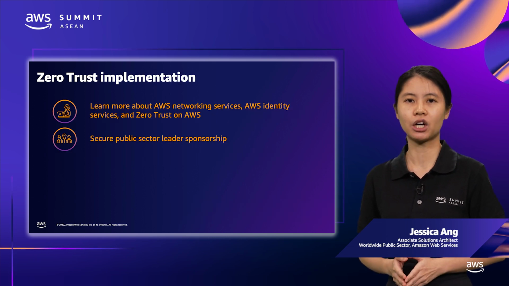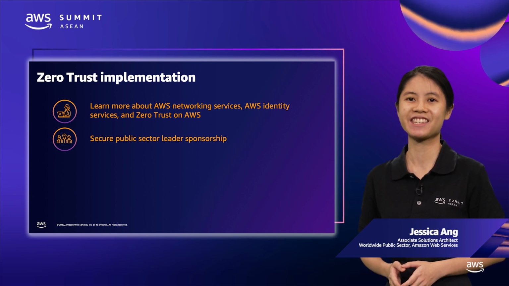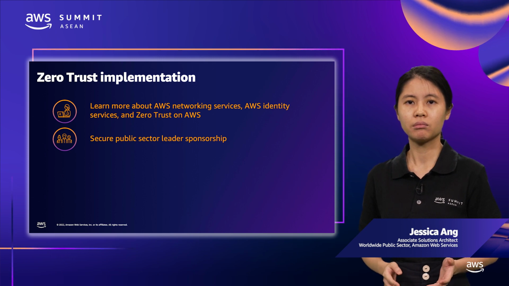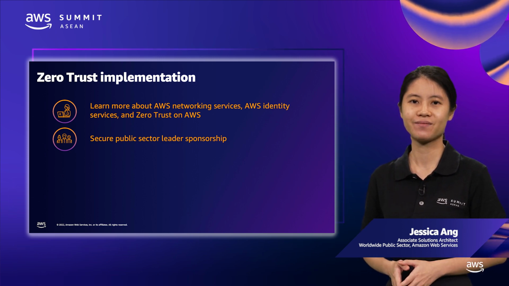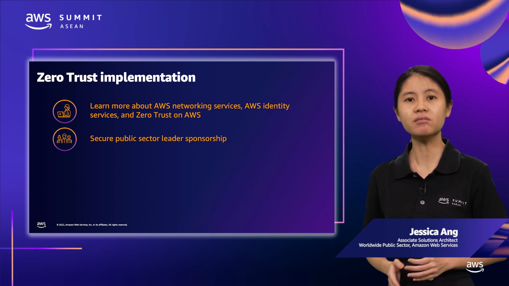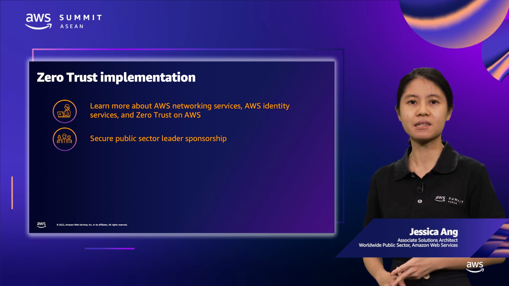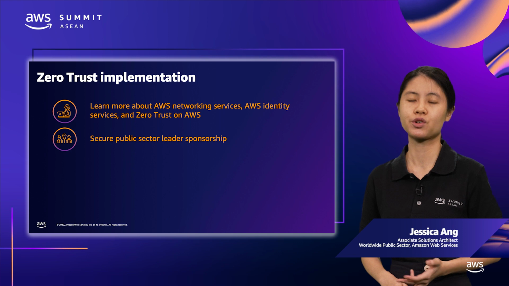Similar to early cloud adoption by the public sector, adoption of Zero Trust will encounter resistance. The immediate challenge would be changes to workloads and conflicts with existing security policies that are not aligned to Zero Trust. Taking lessons from cloud adoption, alignment of critical public sector leaders and their sponsorship is critical in accelerating Zero Trust implementation.